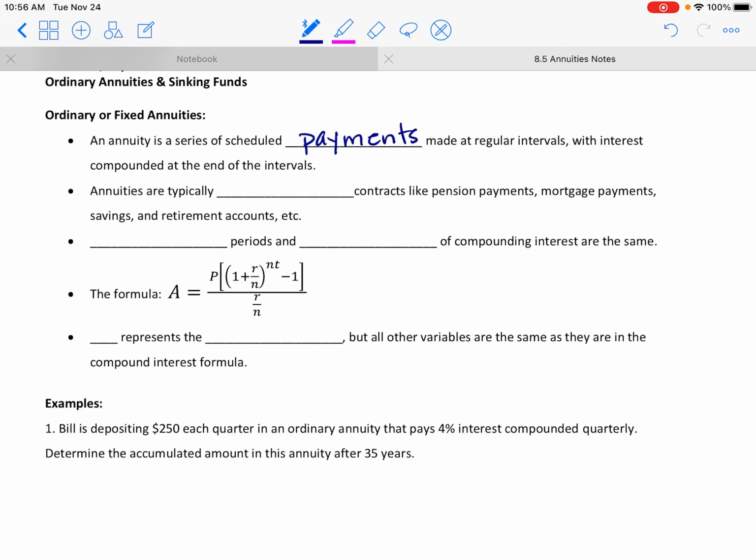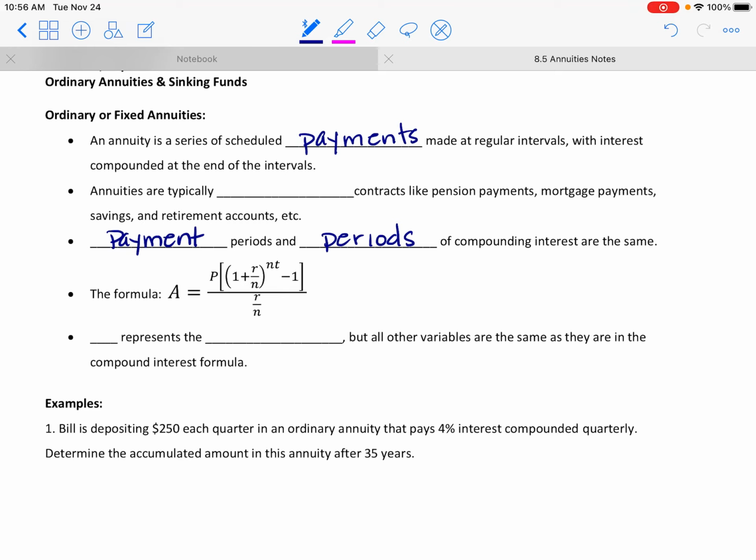So we're going to have a similar formula, but the P in the formula won't represent one initial principal amount. It's going to represent a payment amount. Okay? So what you have is payment periods and periods of compounding interest matching. Okay, so if you have interest that's compounding quarterly, then you will also be making payments into your annuity quarterly. If you have interest that's compounded monthly, you will also be making payments into your annuity monthly.